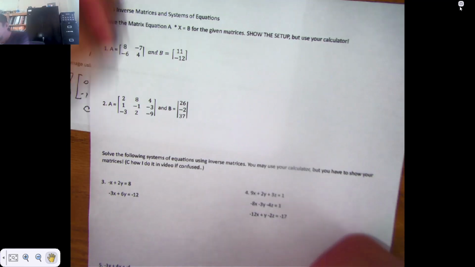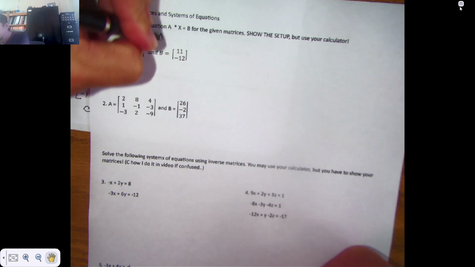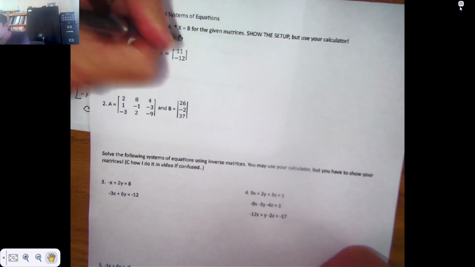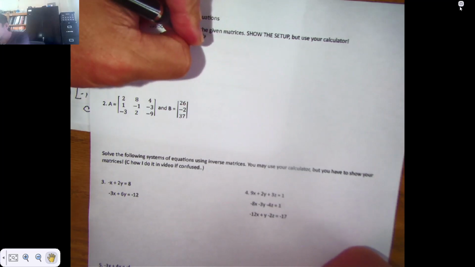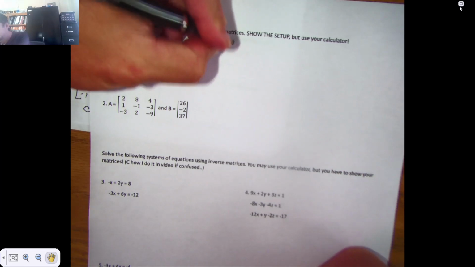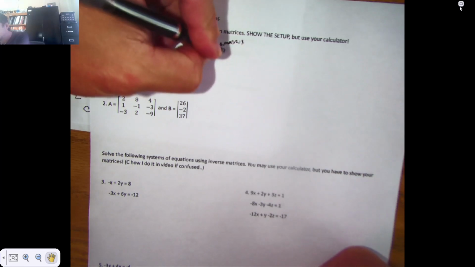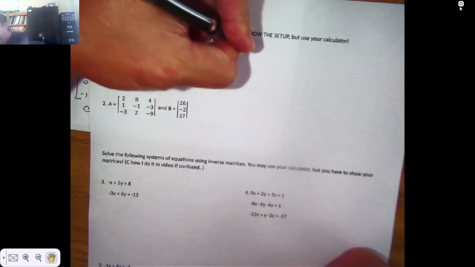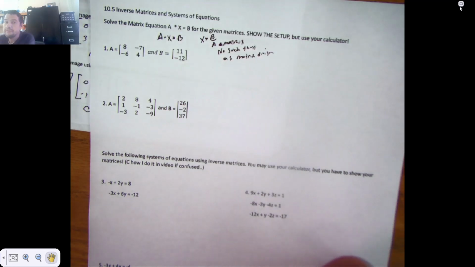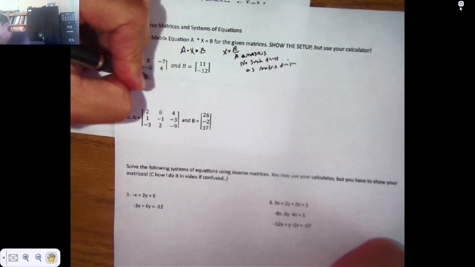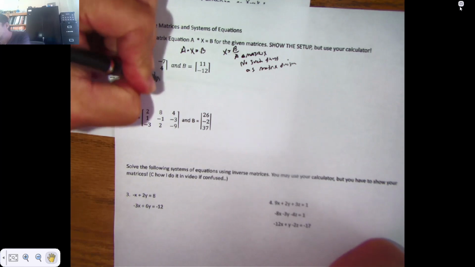All right. The idea is if you have a matrix A and you multiply it by X and get B, to isolate X, normally we would just do division, right? We would say, okay, X is B over A. But A is a matrix. There is no such thing as matrix division. It is not a concept. It has never been defined. It never will be defined. So what we do is we multiply both sides by the inverse of that matrix.